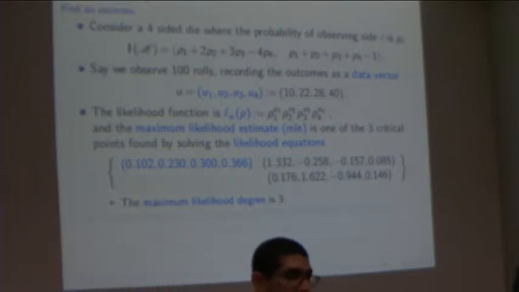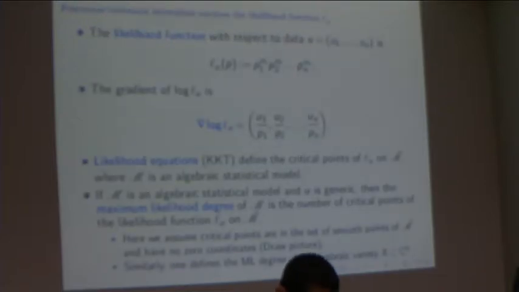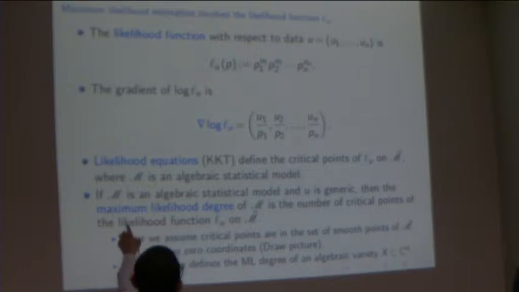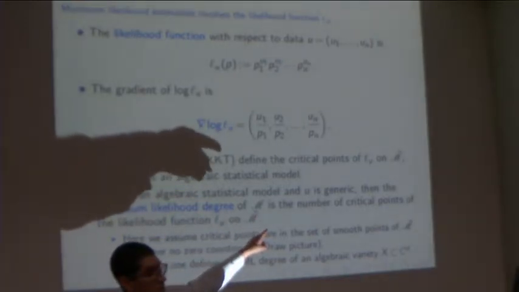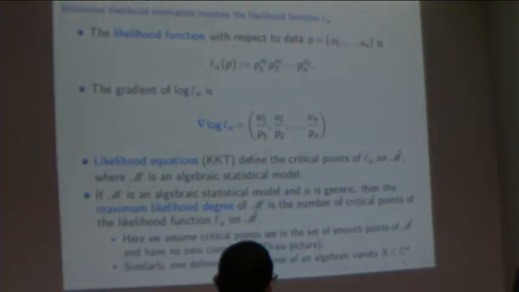Could you read the definition of maximum likelihood degree? Yes. If M is an algebraic statistical model and U is generic, that's just the number of critical points. Okay. Just the number of good critical points, where a little detail about what I mean by critical points.